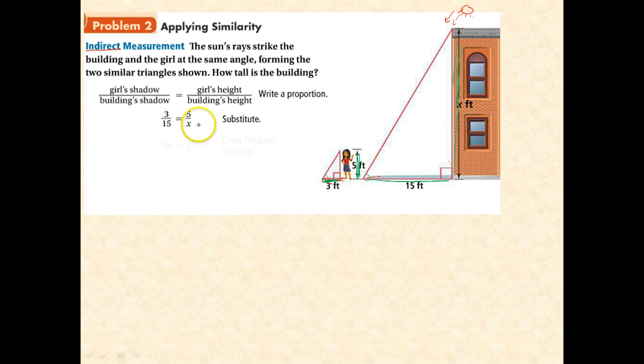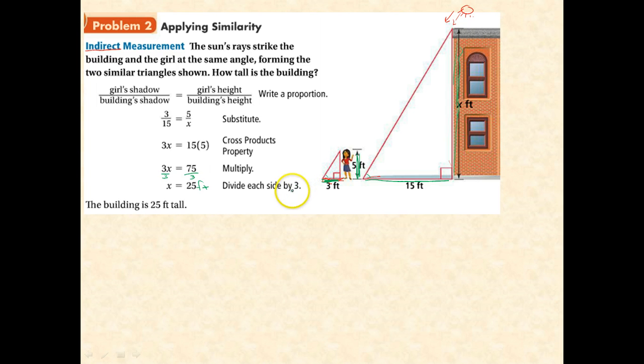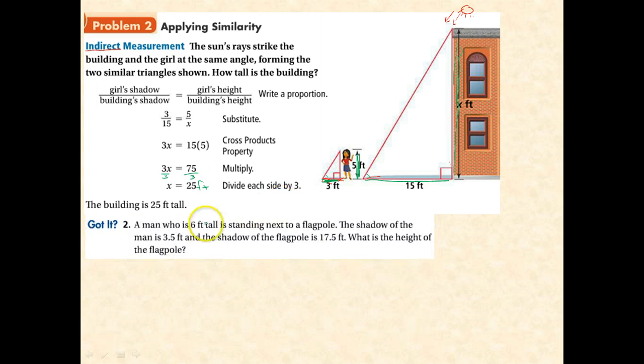Cross products: 3 times x equals 15 times 5. Simplify. 15 times 5 is 75. Divide both sides by 3. And we get x equals 25 feet tall. That building is 25 feet tall, y'all. So, pause it and see if you got it.